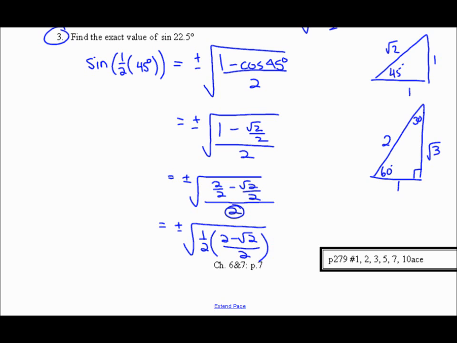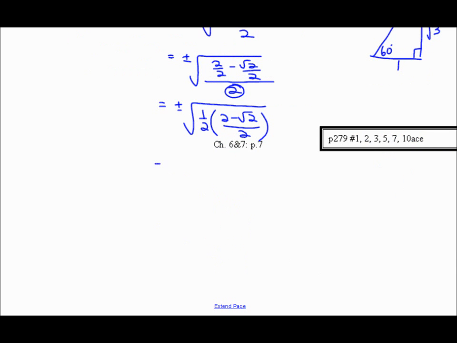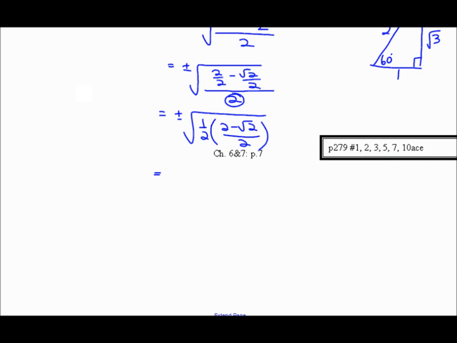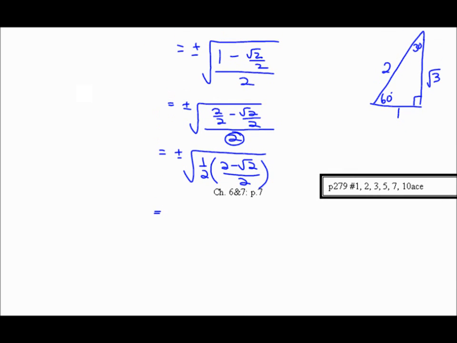Because then you can see what we can do. We have the 1/2 and the 2 minus root 2 over 2, so the 2 and the 2 give us 4, and we get 2 minus root 2 all over 4. You cannot reduce this, because this 2 is inside the radical, so we can't reduce. So that's our plus or minus, and that's our exact value.